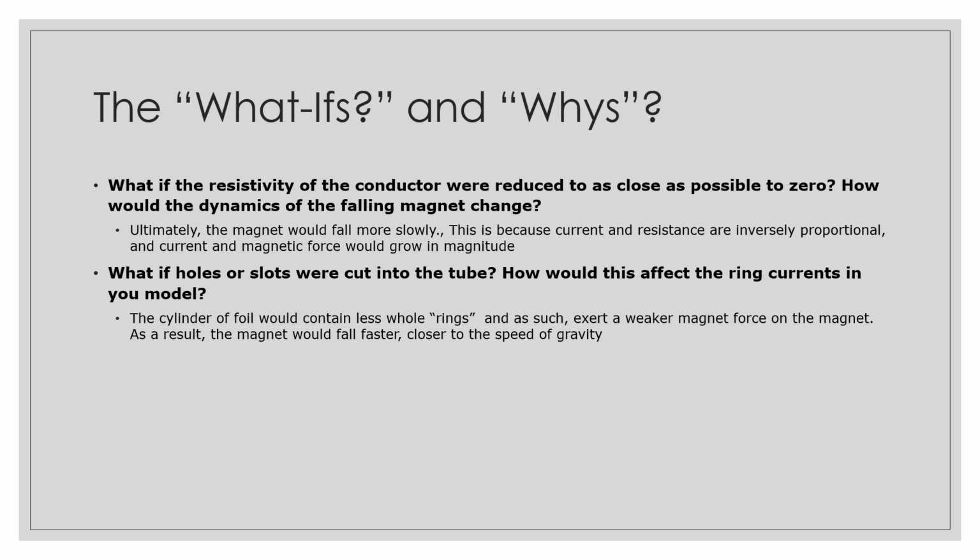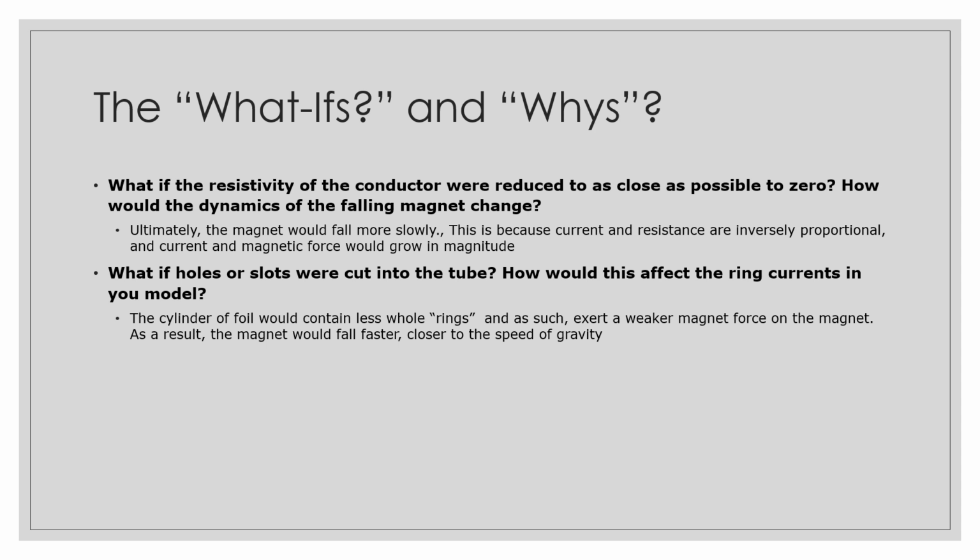What if the resistivity of the conductor were reduced to as close as possible to 0? How would the dynamics of the falling magnet change? Ultimately, the magnet would fall more slowly. This is because current and resistance are inversely proportional, and the current and magnetic force would grow in magnitude.